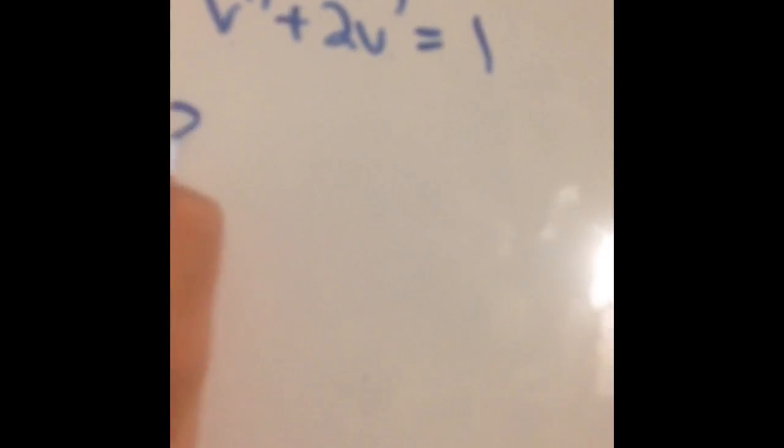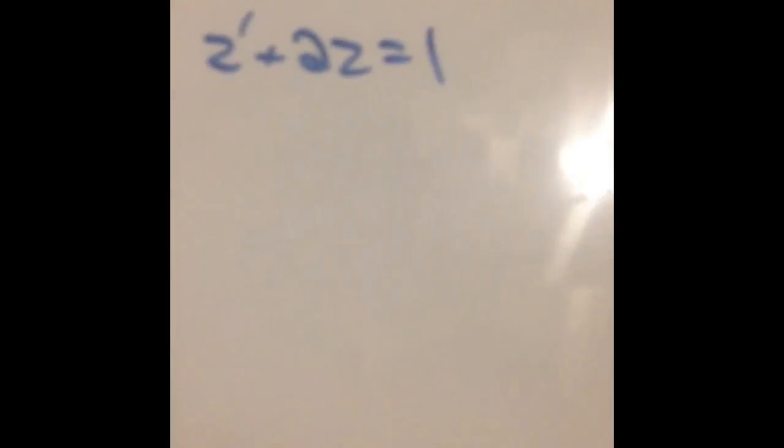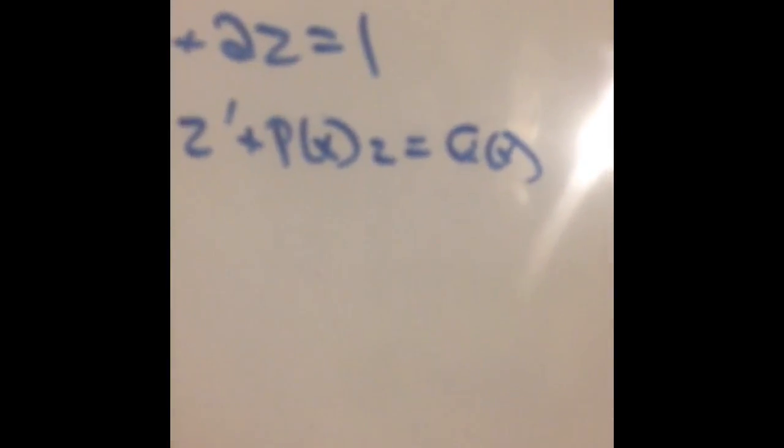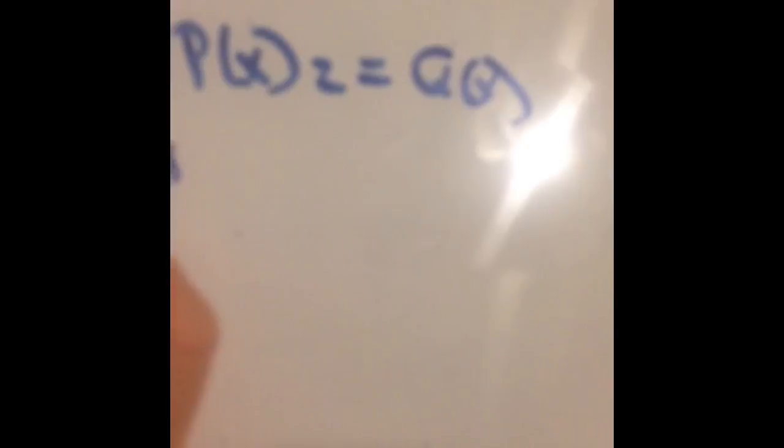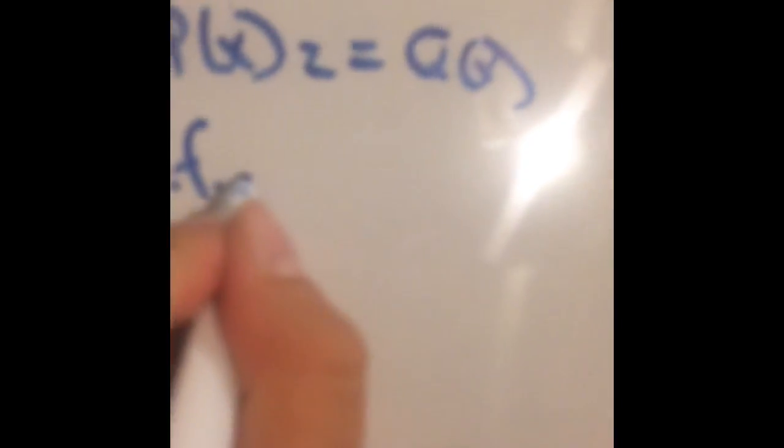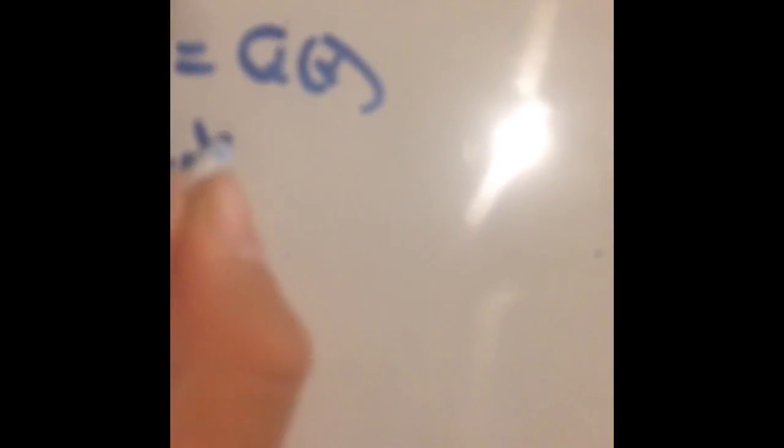And so if we make z equal v prime, we'd have z prime equals v double prime, so we'd have z prime plus 2z equals 1, which is in the standard form of z prime plus p of x z equals q of x, with our integrating factor of e to the integral of 2 dx equaling e to the 2x.